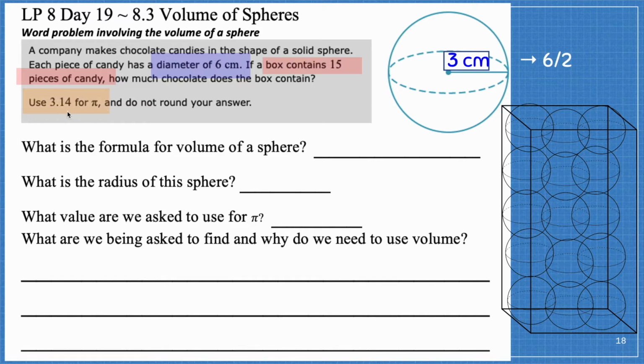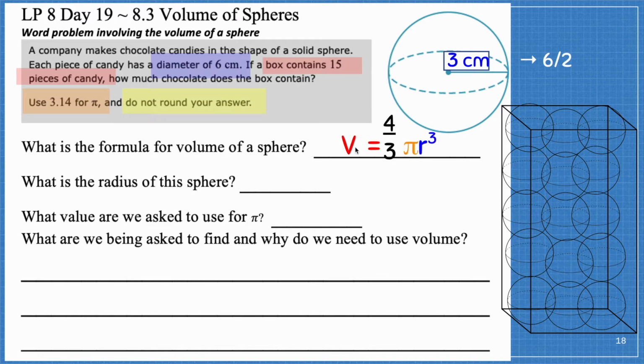Oh, sorry, forgot to highlight the rest of this. Use 3.14 for pi and do not round your answer. Super important instructions, because if I don't use 3.14 for pi, I won't end up with the correct answer. And if I round my answer any more than using this 3.14, again, I also won't get the correct answer. Alex will mark me wrong. So make sure you're paying attention to those directions.